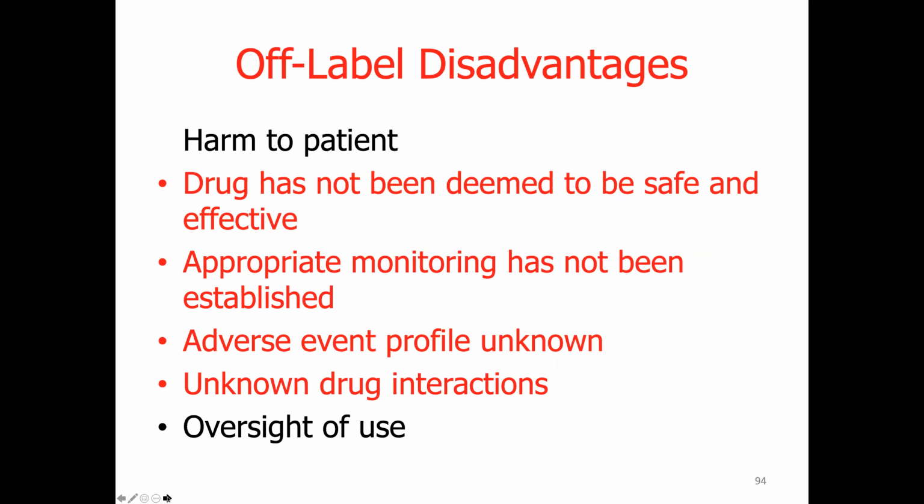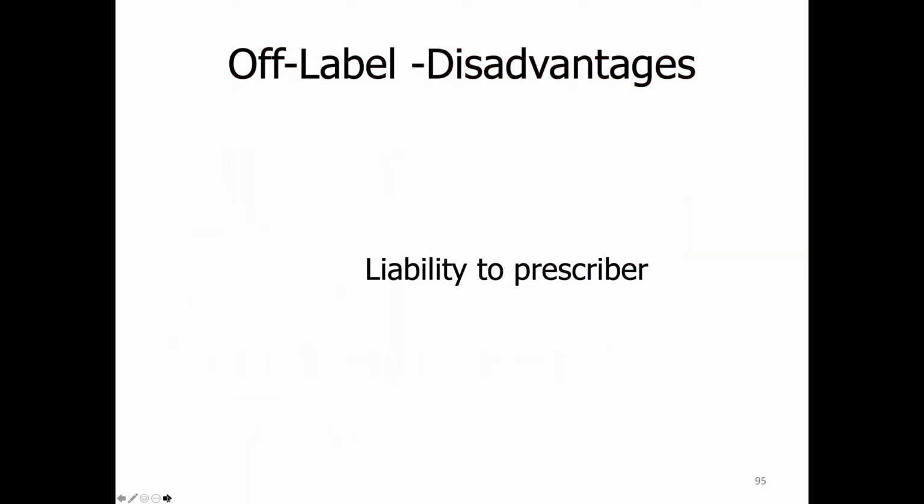So when we use off-label, this is not to discourage you from using off-label, but realize that we're going into a little bit of unknown territory. The biggest disadvantage is going to be liability to the prescriber. You need to have a good reason to know why you're prescribing off-label. And chronic diseases and special populations are always an issue.